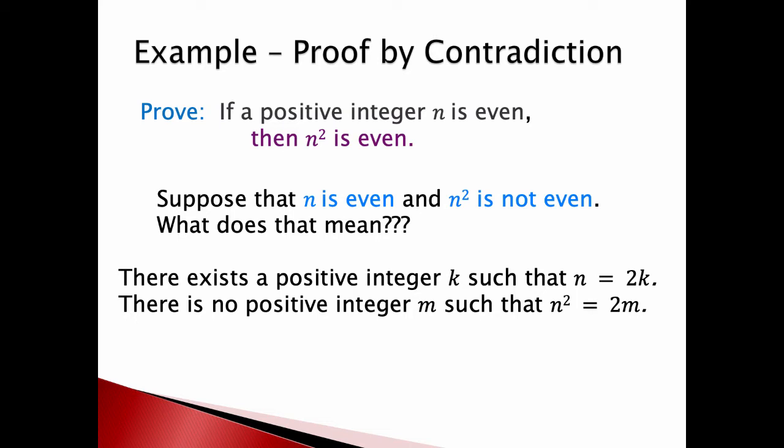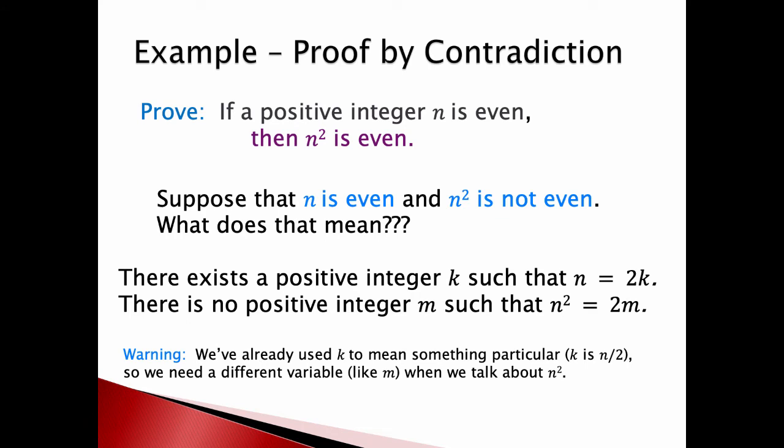But n squared is not even. That means there does not exist a positive integer m so that n squared is 2m. Remember we've talked about negations of quantifiers. If I don't want to say there does not exist a positive integer m, another way to say that is for every positive integer m, n squared does not equal 2m. It's the same thing. Now, you notice I suddenly used an m here, and the definition had a k.